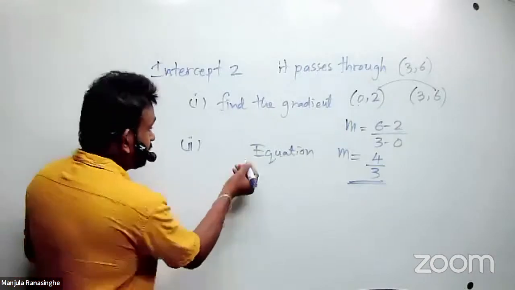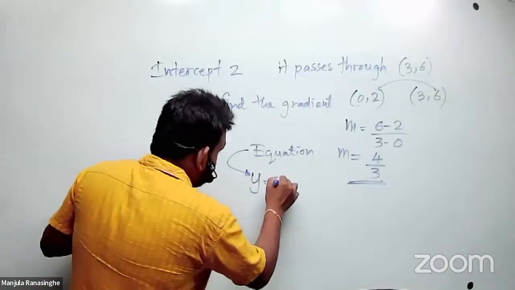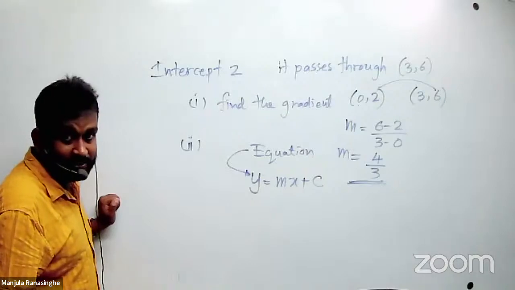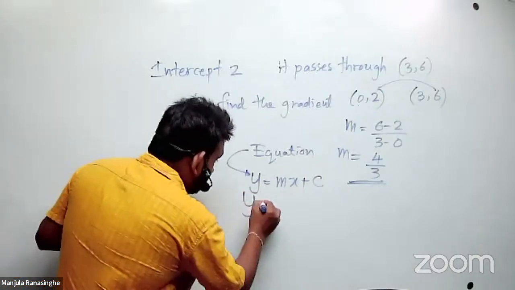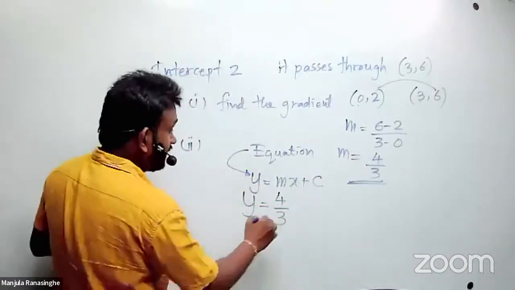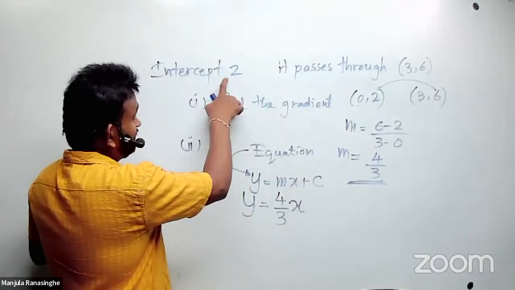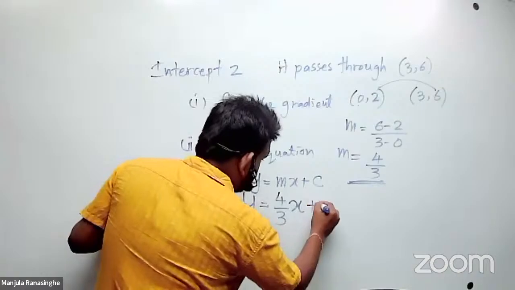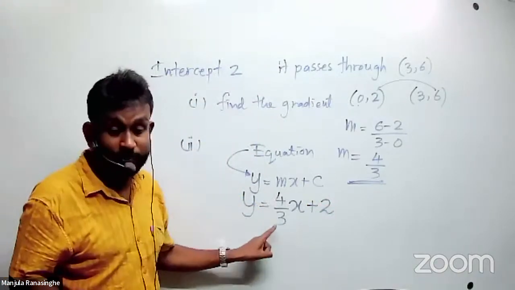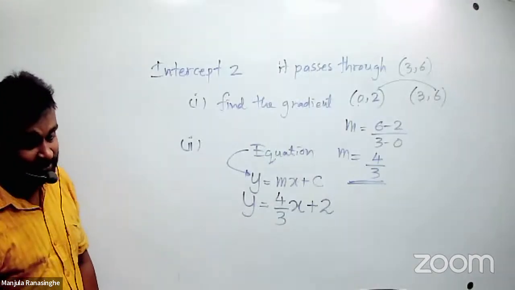Now, how to find the equation of the straight line? You know that y equals mx plus c is the format of the straight line. Now instead of m, you can substitute 4 upon 3. 4 upon 3 x plus c, where c is the intercept, which is 2. So plus 2. So what is the equation? y equals 4 upon 3 x plus 2.